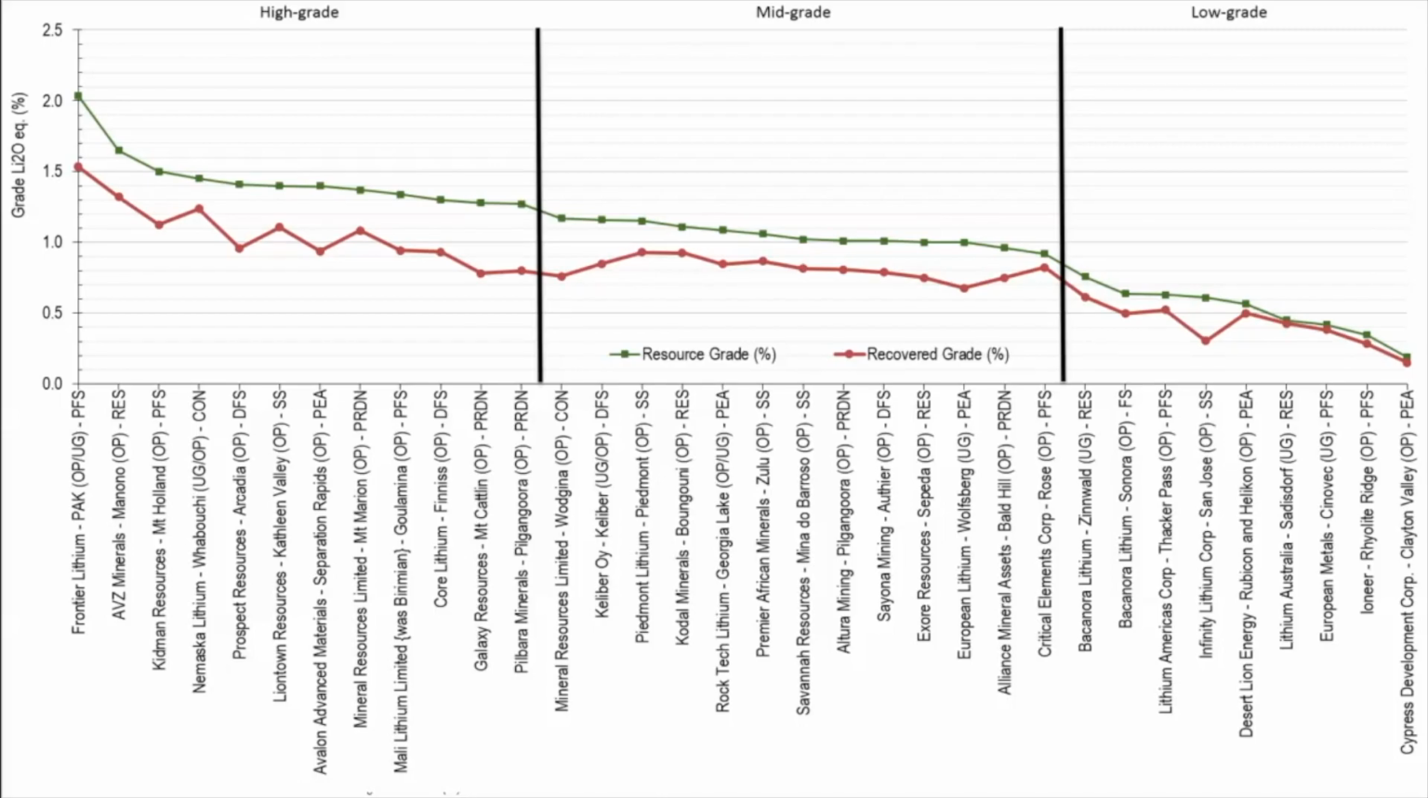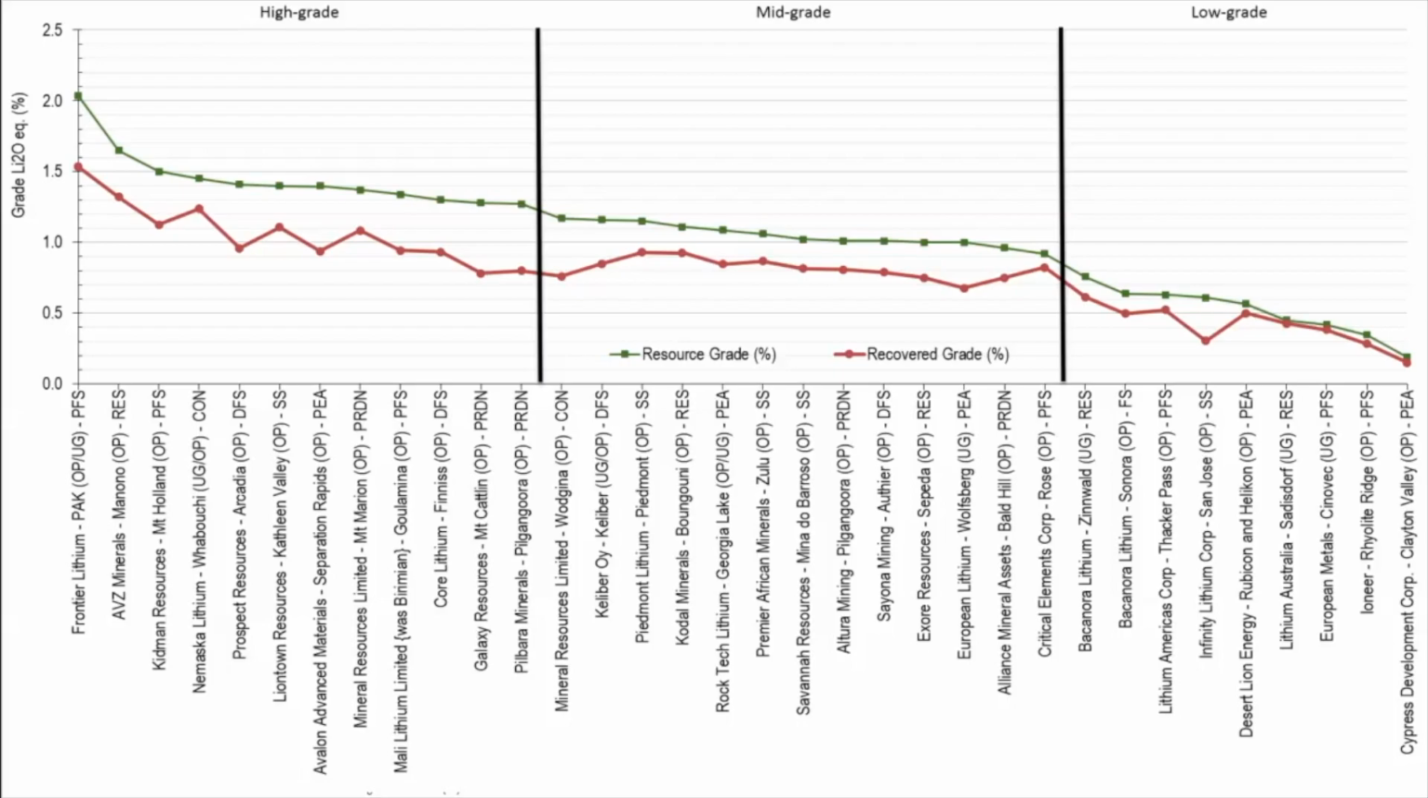And here it is. Now, the first thing I noticed when I was reviewing this chart is the shape is counterintuitive. I would have expected to see higher grade deposits having a smaller gap between grade and recovered grade. The higher the grade, the better the recovery, right? Wrong. This chart shows just the opposite.